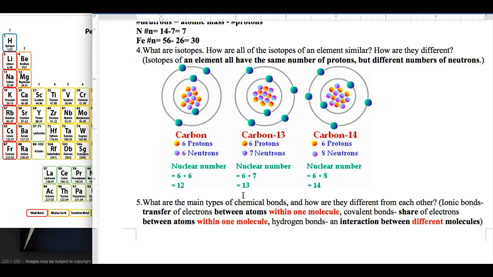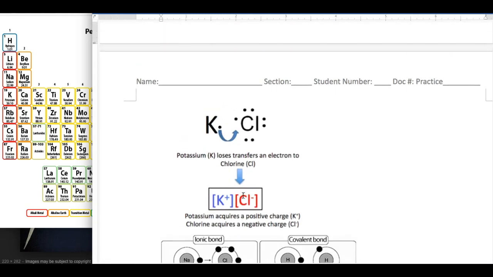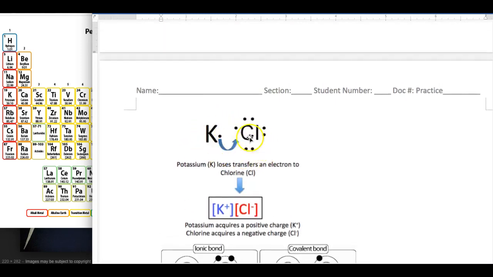What is the difference between element and atom? For example, right here, KCl. There are 2 elements. K is one element. Chlorine is another element. Right? They're two distinct different types of element, but we also have 2 atoms.